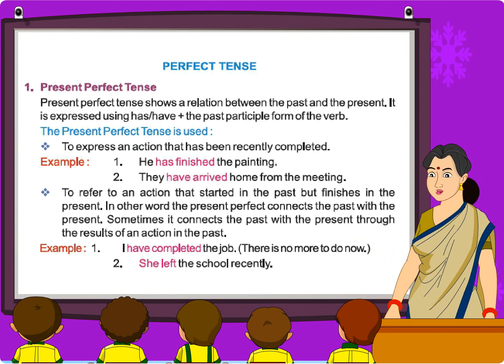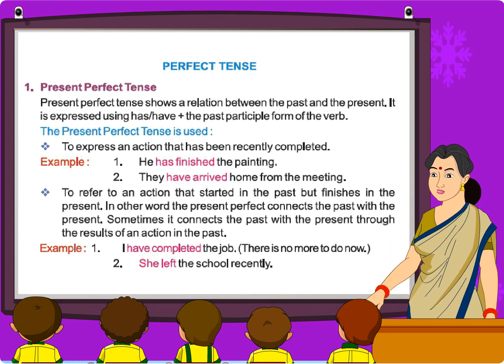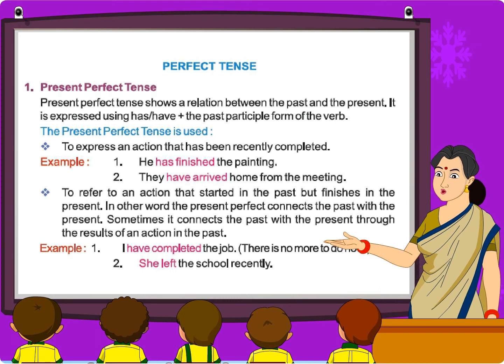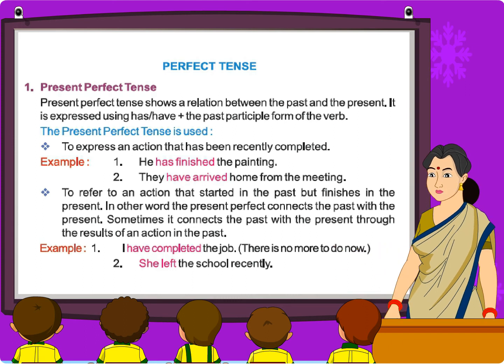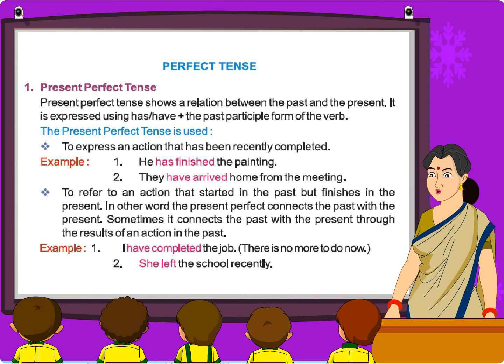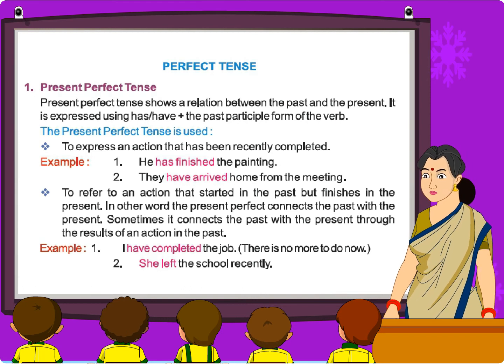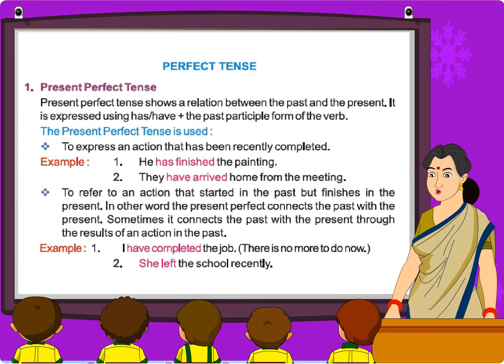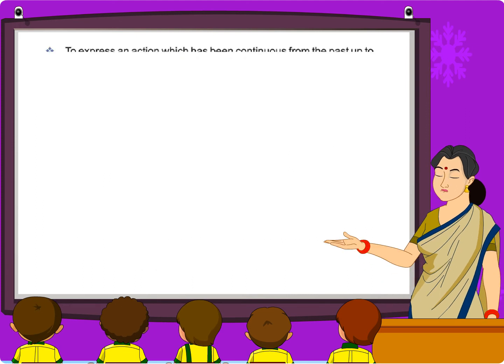To refer to an action that started in the past but finishes in the present. In other words, the present perfect connects the past with the present. Sometimes it connects the past with the present through the result of an action in the past. Example, I have completed the job. There is no more to do now. She left the school recently.